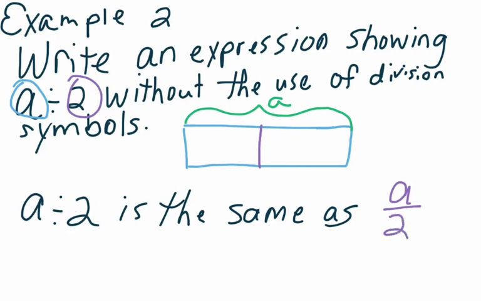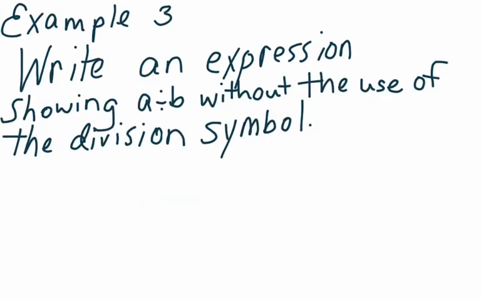Okay, we're going to move on to example 3. In example 3, we're doing the same thing again, only this time we are using variables for our dividend and divisor. So it says write an expression showing a divided by b without the use of the division symbol.